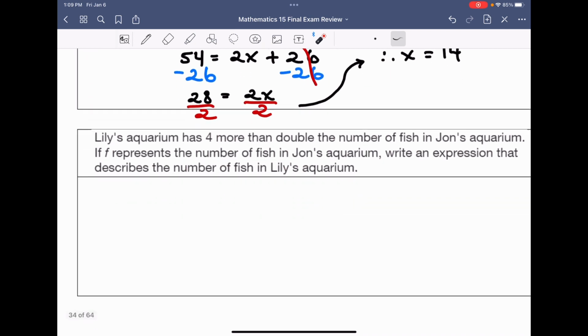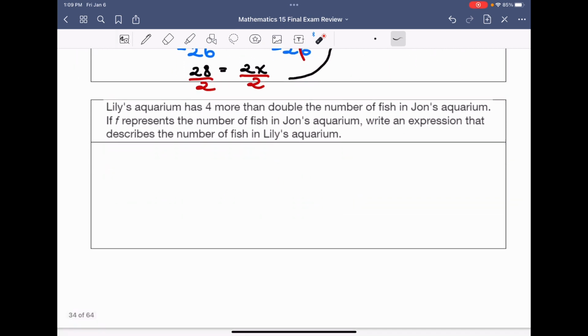All right, Lily's aquarium has 4 more than double the number of fish in John's aquarium. Let F represent the number of fish in John's aquarium. Write an expression that describes this.